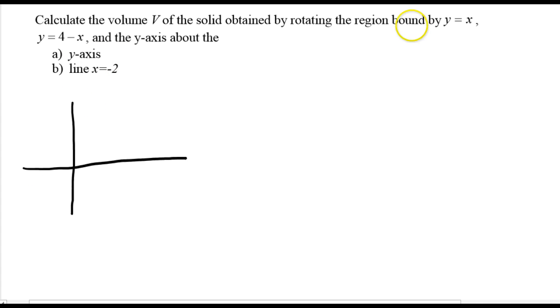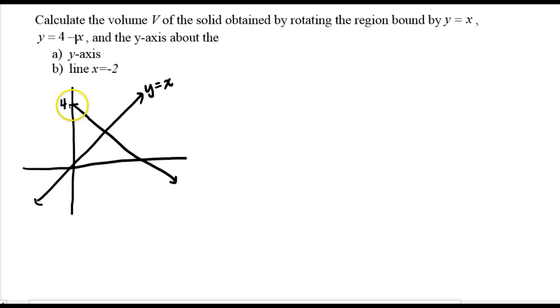Our region is bound by y equals x. So y equals x is the line that goes through 0 with a slope of 1. Definitely a basic function we should know how to graph without a calculator. Y equals 4 minus x. So this is a line with a y-intercept of 4 and a slope of -1. So it is going to have a negative slope, of course, and go downward. It's a linear function. So this is what 4 minus x looks like.